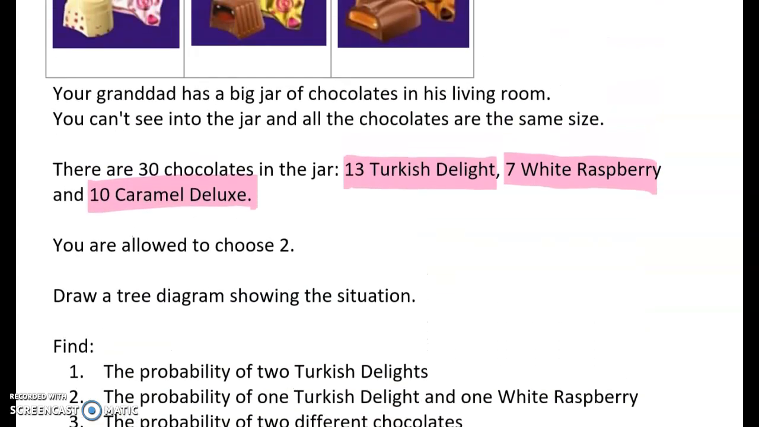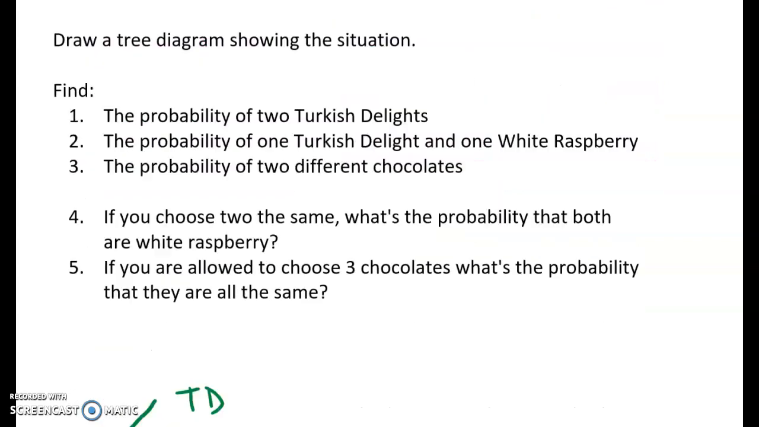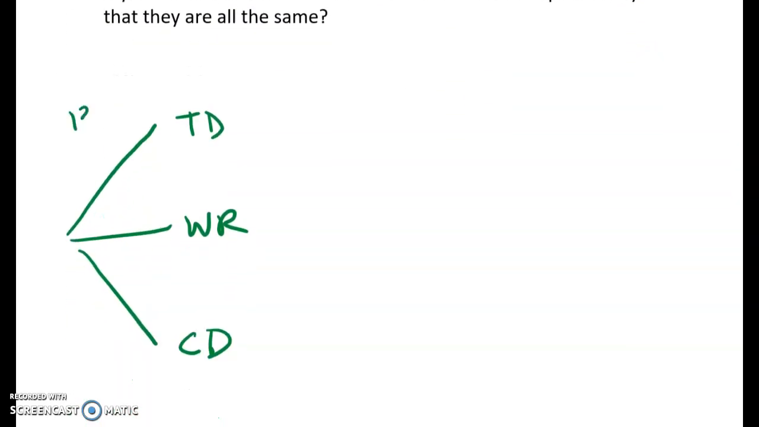Okay, so the first chocolate will have 3 possible things, right? So Turkish Delight, White Raspberry, and what was the other one? Caramel Deluxe. We know that there are 13 Turkish Delights. Let's just check. Yeah, 13 Turkish Delight, 7 Raspberry, and 10 Caramel. So that's 13 out of 30, 7 White Raspberry out of 30, and then what's the rest? Oh, 10 out of 30 Caramel. This is about the only time in my life that I don't simplify fractions, so leave that 10 out of 30 as 10 out of 30. Don't make it into 1/3.